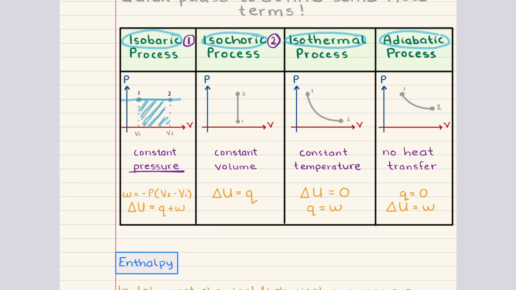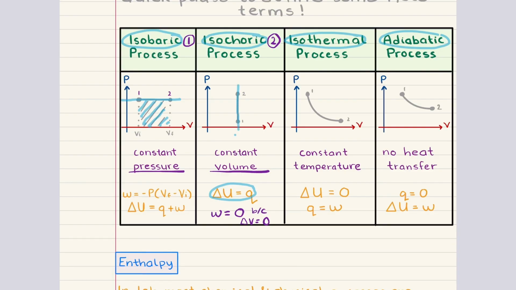Next, we have isochoric process. The word isochoric means constant volume. If the volume does not change, then the system cannot do pressure volume work because there's no displacement of the piston. So delta V is 0, and that means that work is equal to 0. In this case, any heat that's added to the system directly changes the internal energy. Because work is equal to 0, delta U is now just equal to Q.